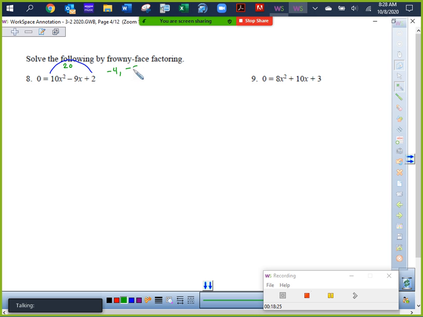And then if you could check your two numbers with mine, and then we'll do the frowny face together. So all I really want is you to find the two numbers. Okay, so 0 equals 10x squared. What order to put these in? It doesn't matter. Even if you mix them around, we'll still get the same answer. Our work will be different, but we'll still get the same answer.